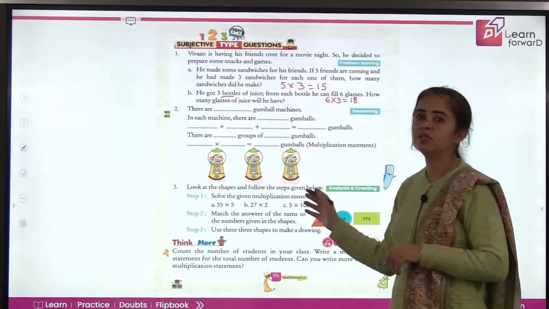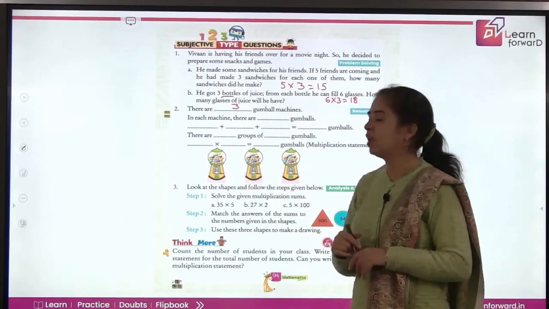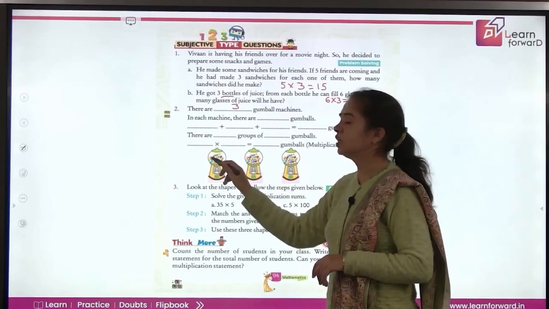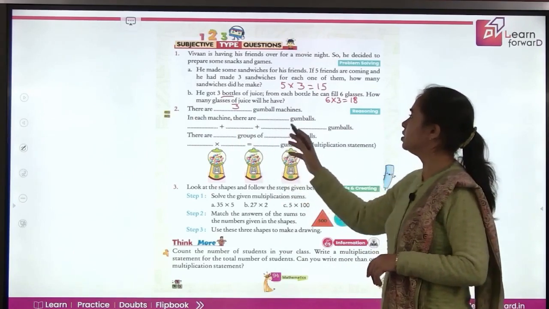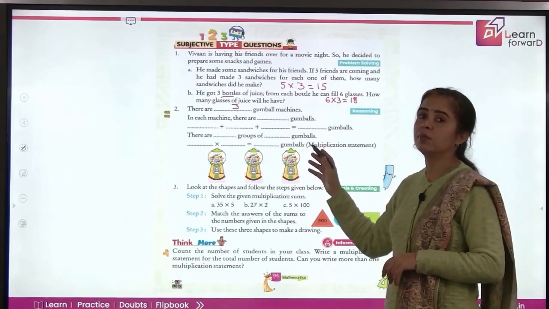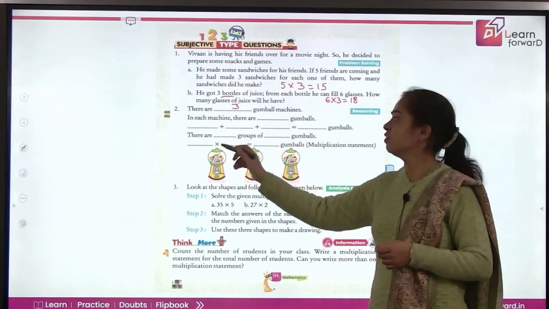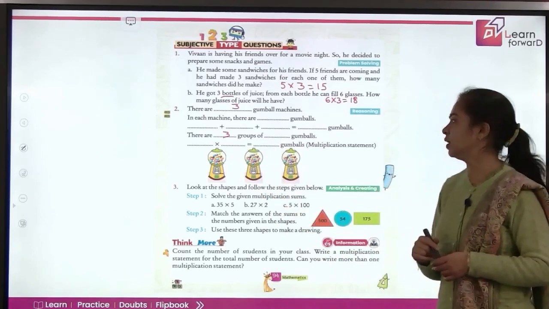How many gumball machines? 3. In each machine, there are how many gumballs? You will have to find out. Just count them. 1, 2, 3, 4, 5, 6, 7, 8. Count them all and write the number here. So, the same number repeated will give you the total number of gumballs, but repeated addition is also multiplication, children. So, we can say there are 3 groups of how many gumballs each? Multiply them and get the answer.